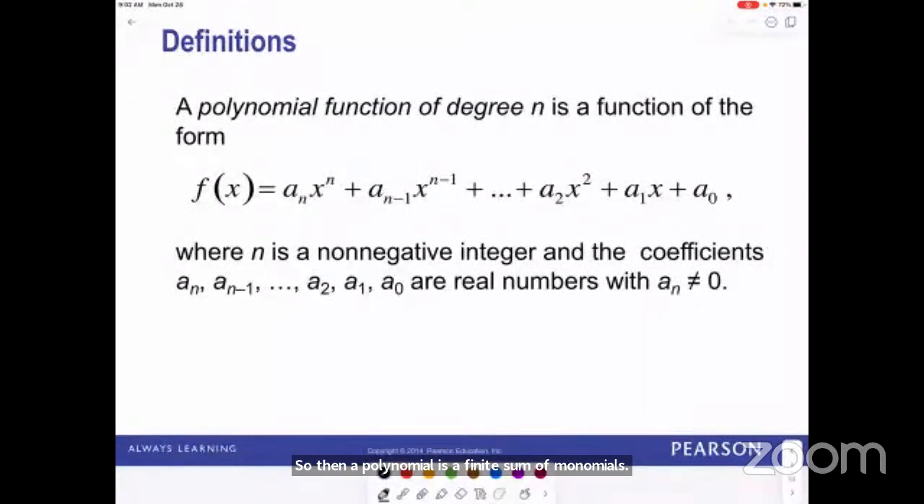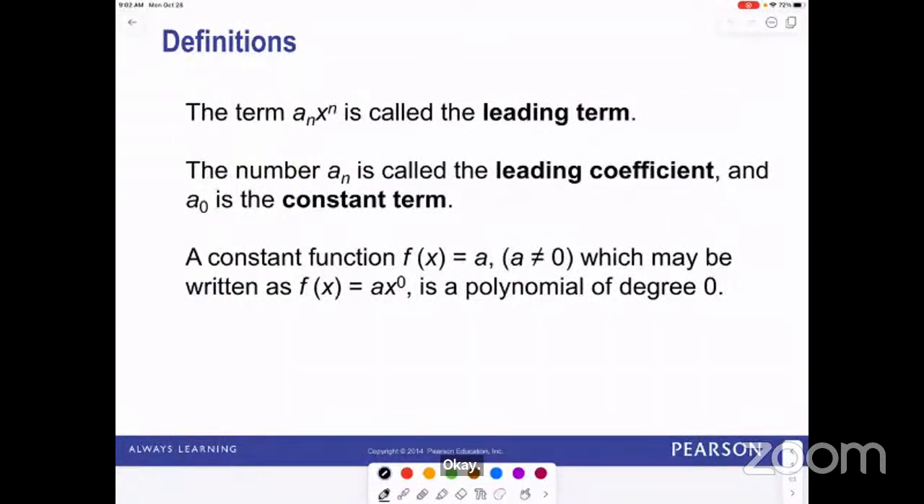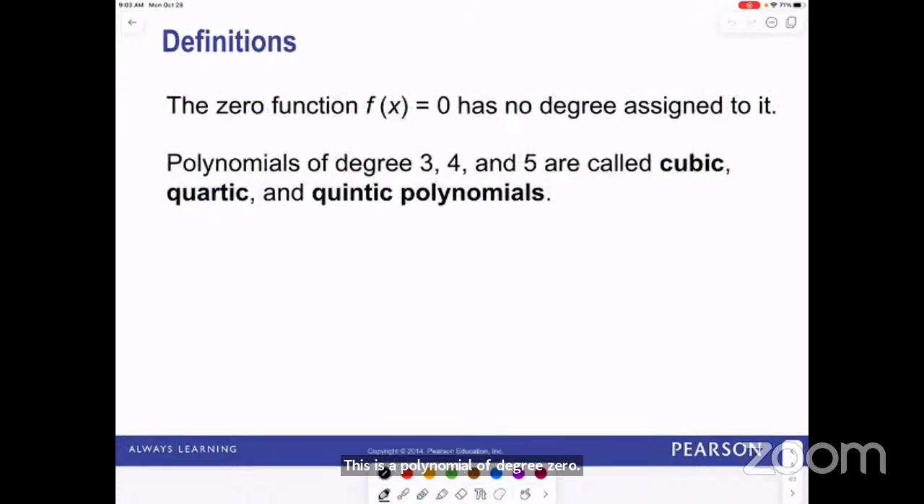Okay. So the term a_n x to the n is called the leading term. The number a_n is called the leading coefficient, and a naught is called the constant term. A constant function where we have f of x equals a, where a is not equal to 0, may be written as f of x equals a times x to the power of 0. This is a polynomial of degree 0. But the 0 function, f of x equal to 0, has no degree assigned to it.